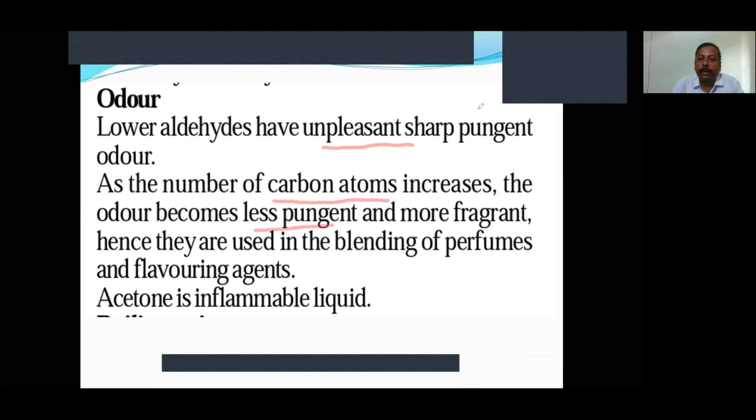Actually, it is because of the small size, small mass, it will move very fast. That's why it is sharp and pungent. Once the mass becomes more, then the spreading will be very slow. Therefore, it will become less pungent and more fragrant. Fragrant means it is best to inhale. Hence they are used as a blend in perfumes and flavoring agents.